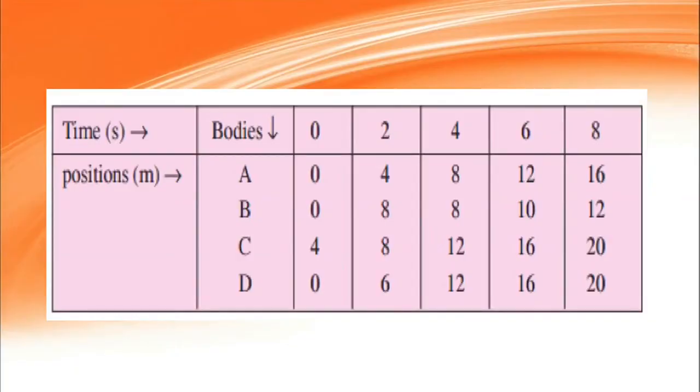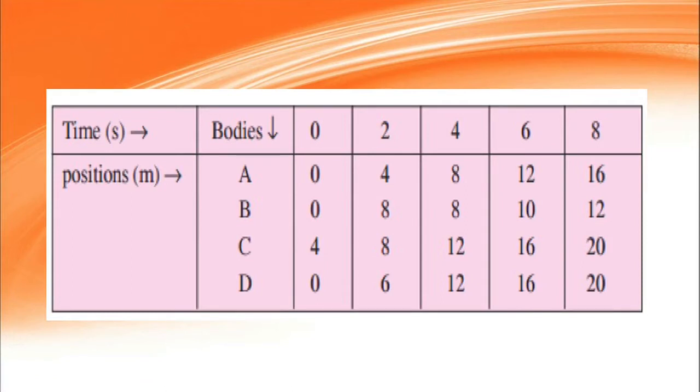Now, again we see an activity. The table gives the position of 4 bodies A, B, C and D after equal intervals of time, such that 2 seconds. Identify the nature of motion of the bodies as uniform or non-uniform motion. You can see in this table we have 4 bodies A, B, C, D, and the positions at time 0, 2, 4, 6, 8 seconds are given.